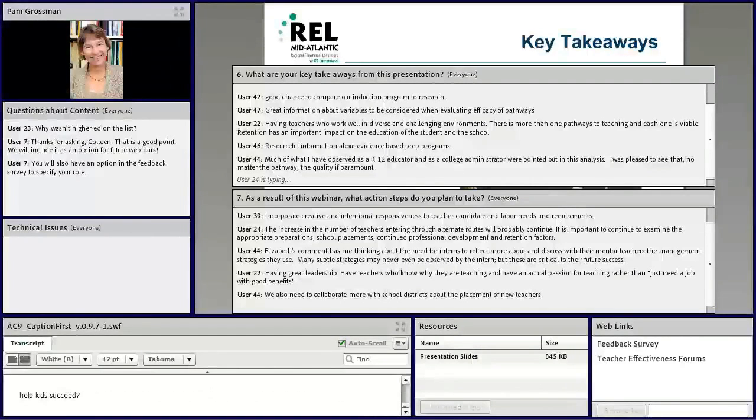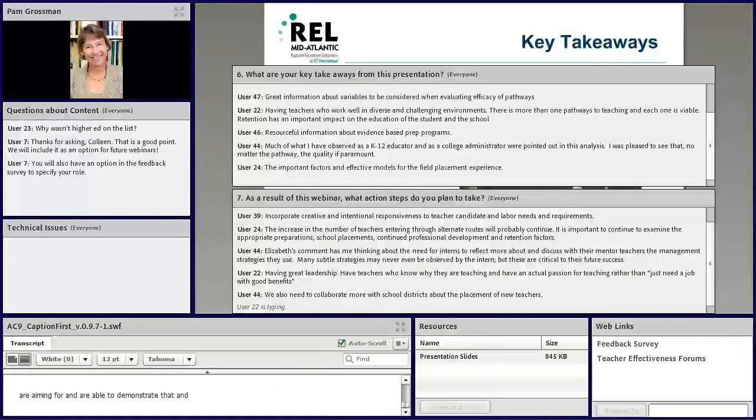Right. And I think along with all of that, having good models for what this new type of instruction really looks like. So going back to a point that we made earlier, having the cooperating teachers or the teachers that we're observing for the pre-service teachers, making sure that those people have the skills that we're aiming for and are able to demonstrate that and be good models for teachers who are learning about this new way to provide instruction.